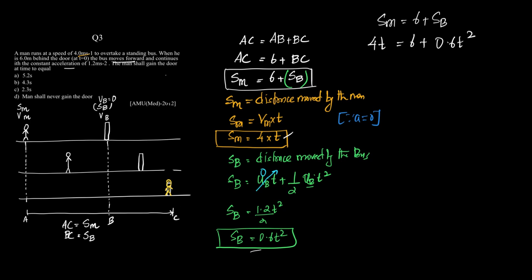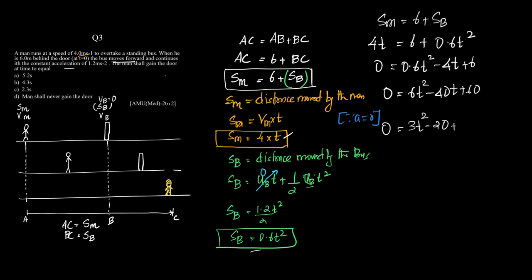Now, if this is the case, what we have out of this is nothing but a quadratic equation which looks like 0.6 t square minus 4t plus 6 is equal to 0. To make this simpler, let us multiply this by 10. So this becomes 6t square minus 40t plus 60 equals 0. Dividing this by 2, what do we get? 3t square minus 20t plus 30. Okay, this is the required equation.